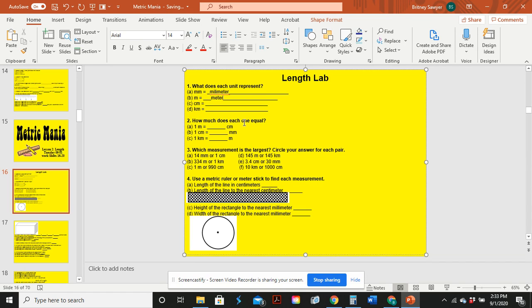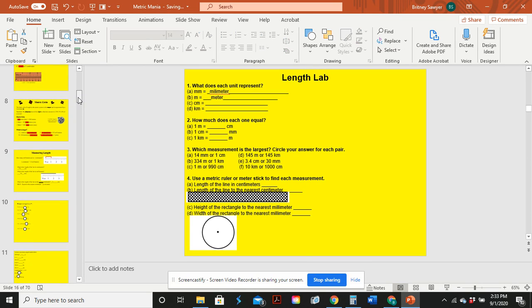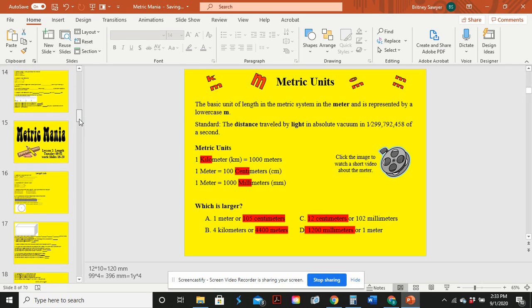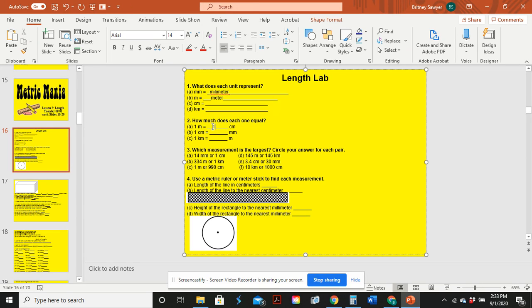Which one does this one equal? 1 meter equals, now if you refer back up to this page that we were just on, 1 meter equals 100 centimeters or 1,000 millimeters. So let's look at that for a second. Okay, so 1 meter equals 100 centimeters.